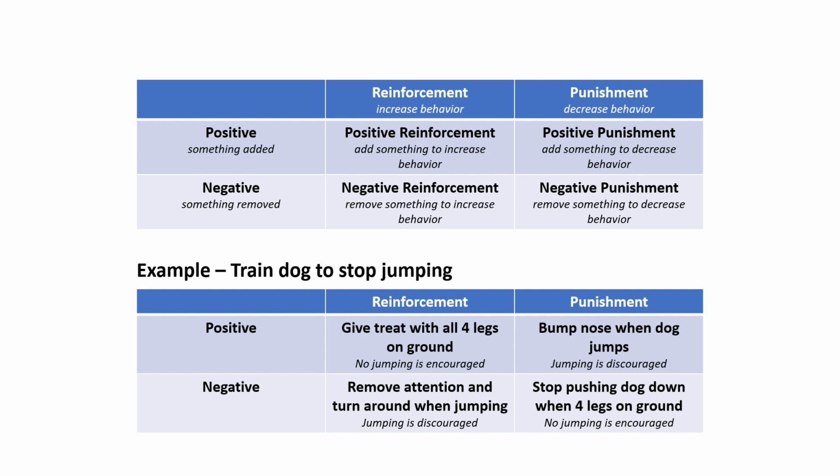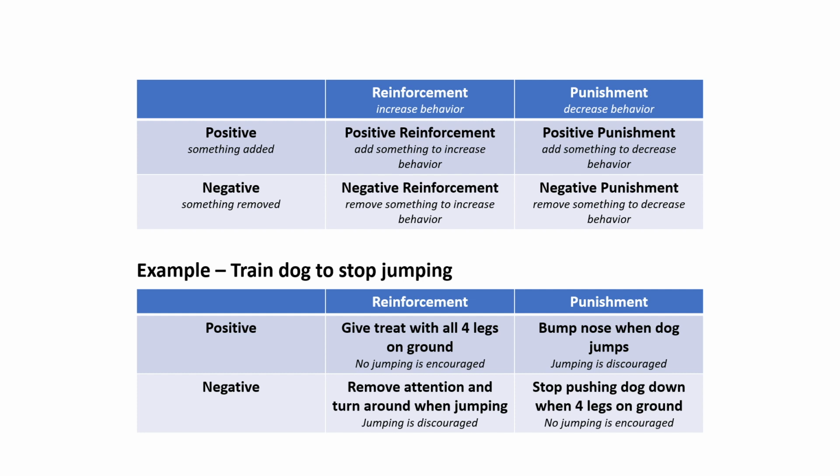A negative reinforcement, once again, is because I want to increase them not jumping. So if they do jump, I'm going to remove my attention. I'm going to turn around and ignore the dog. And then when the dog is not jumping, I'll turn around and pay attention to the dog. On the punishment side, a positive punishment could be that every time the dog jumps up, we bop it on the nose. That would be adding something to try to decrease a behavior.